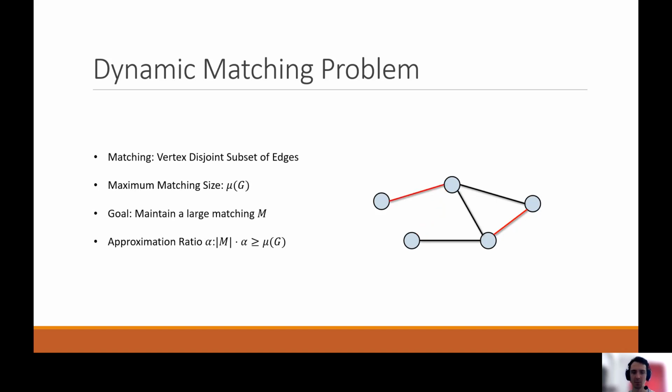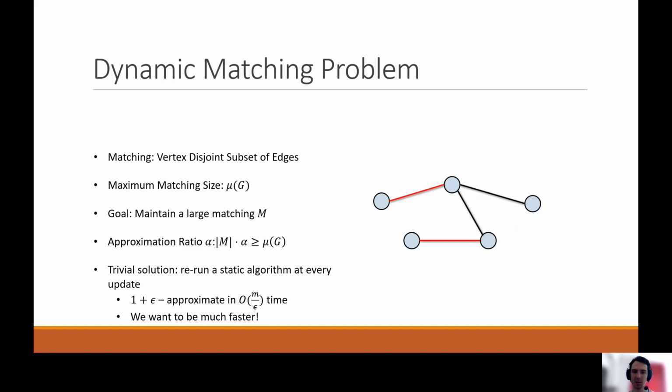Just to give an intuition how this could be done, for every dynamic problem, there's a trivial algorithm, which is just the following. At every update to the data structure, just rerun your favorite static algorithm to update your output. For example, in the case of a 1 plus epsilon approximate matching, this will simply take order m over epsilon time using any standard approximate matching algorithm. Our goal is to be way faster than the obvious, right?